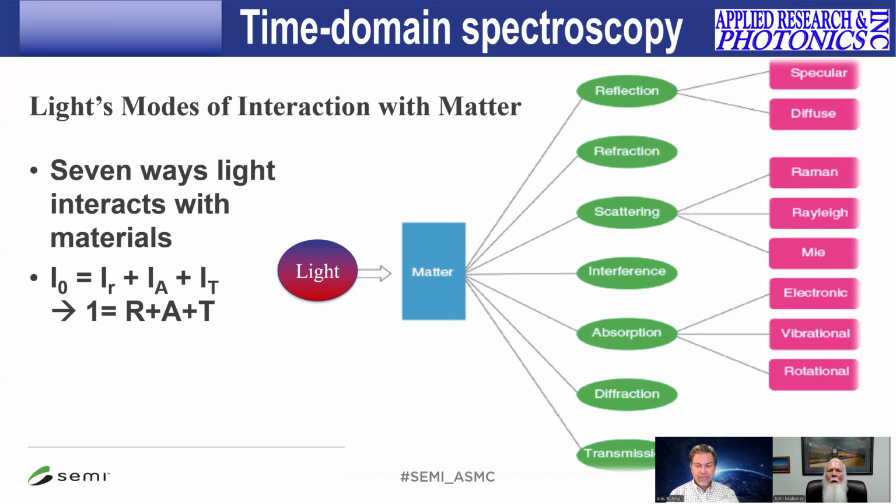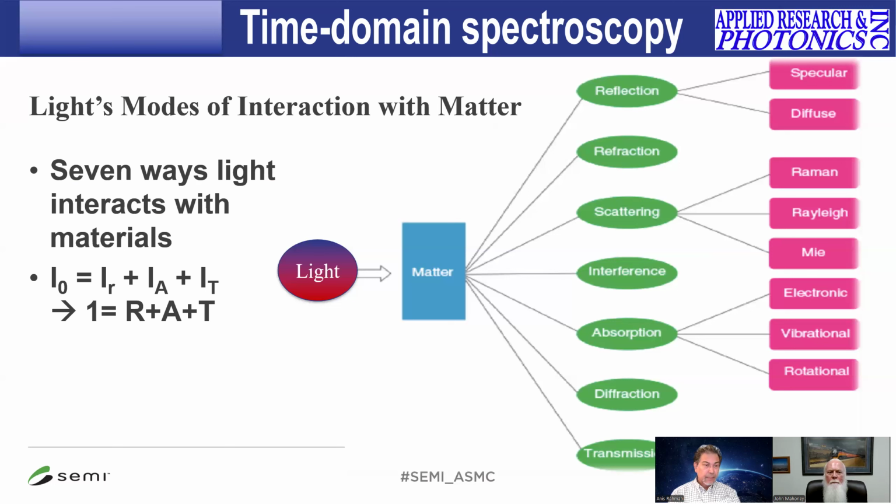In fact, all reflections are diffuse reflection; that will come later. Then, of course, there is refraction, and there are different kinds, including small angle refraction as well. In scattering, you can have Raman, Rayleigh, or Mie effects. In absorption, you have electronic, vibrational, and rotational. In fact, in absorption there can also be translational and conformational resonances that can happen. And of course, diffraction and transmission.